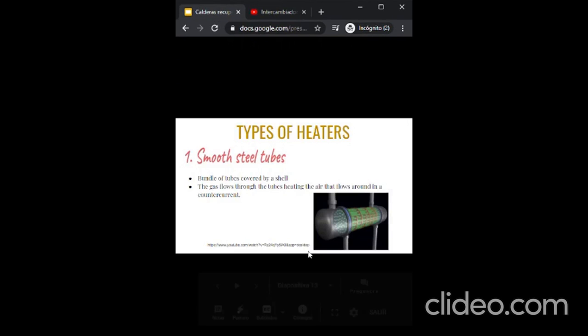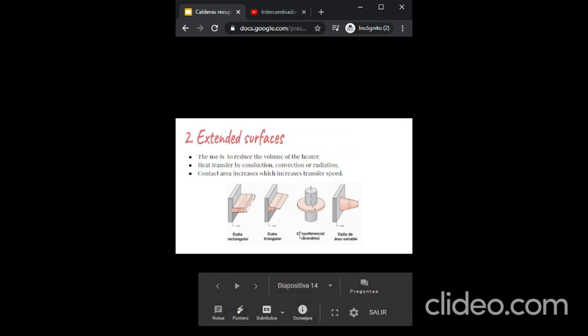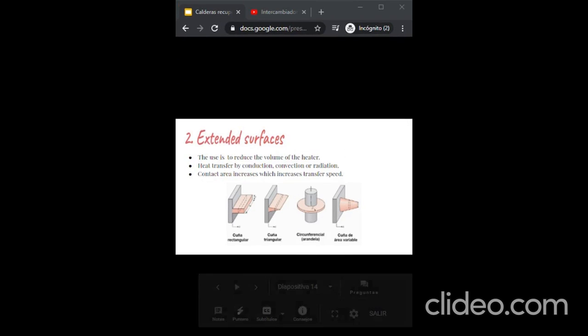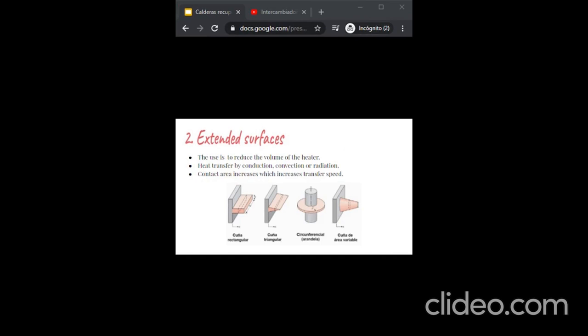The next type of heater is the extended surfaces. This one is used to reduce the volume of the heater. Heat transfers by conduction, convection, and radiation, and the contact area increases, allowing greater heat transfer by increasing the transfer rate. And these are four types of extended surfaces.